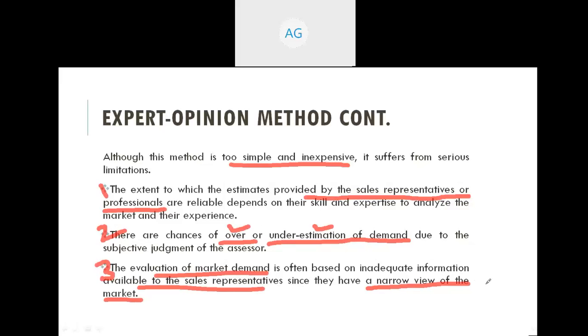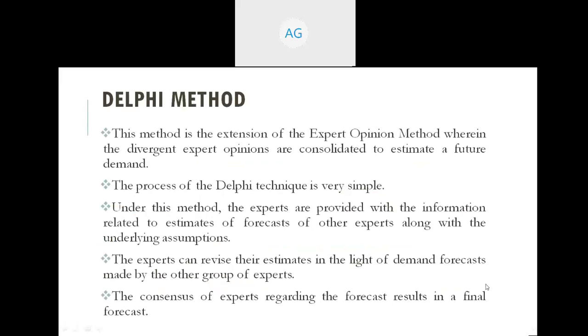So moving to the next slide. Now next comes the Delphi method. So this is the second method, which comes under the opinion poll method. So this method is the extension of the expert opinion method, wherein the divergent expert opinions are consolidated to estimate a future demand. So the process of Delphi technique is very simple.